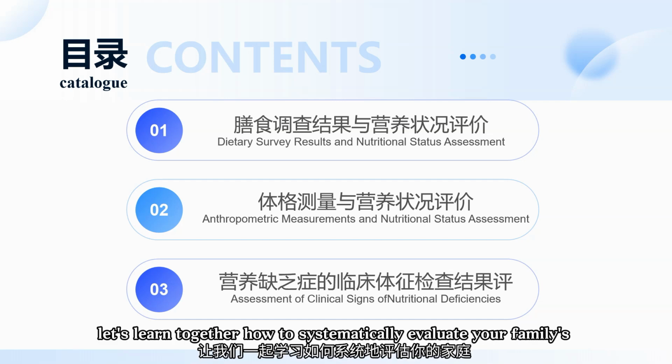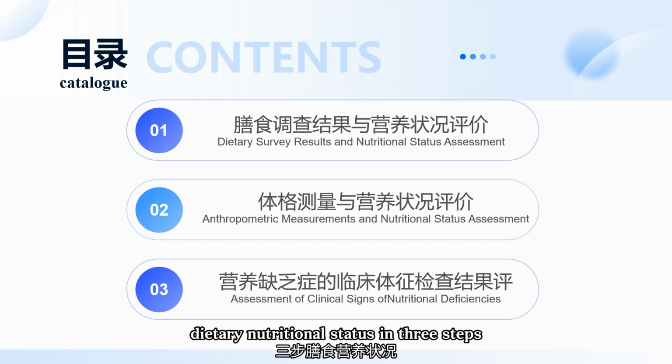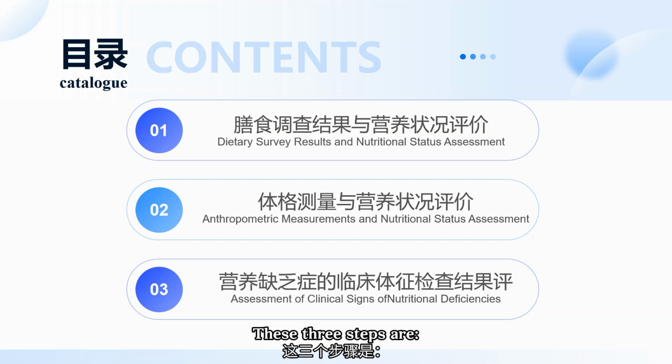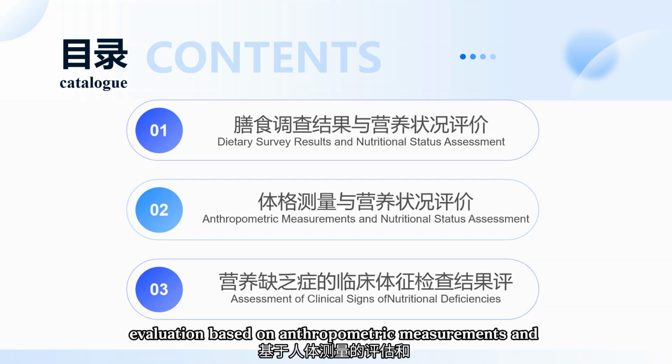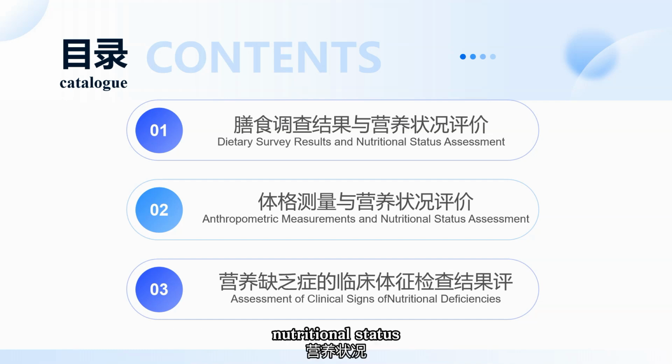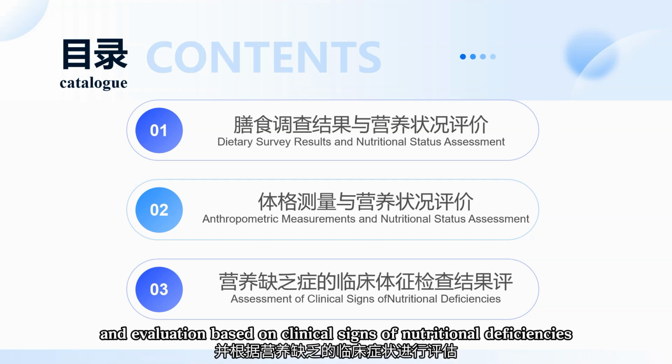Today, let's learn together how to systematically evaluate your family's dietary nutritional status in 3 steps, just like a nutritionist. These 3 steps are evaluation based on dietary survey results and nutritional status, evaluation based on anthropometric measurements and nutritional status, and evaluation based on clinical signs of nutritional deficiencies.